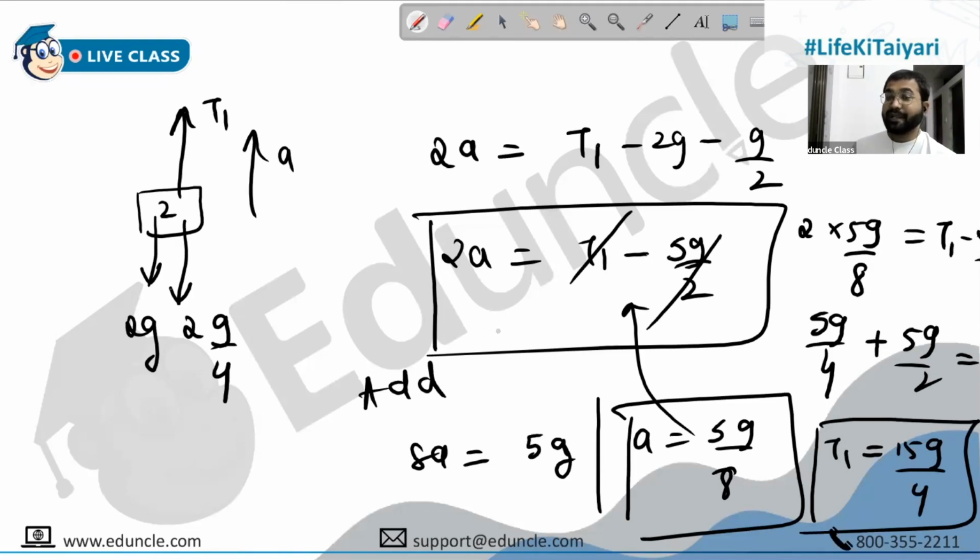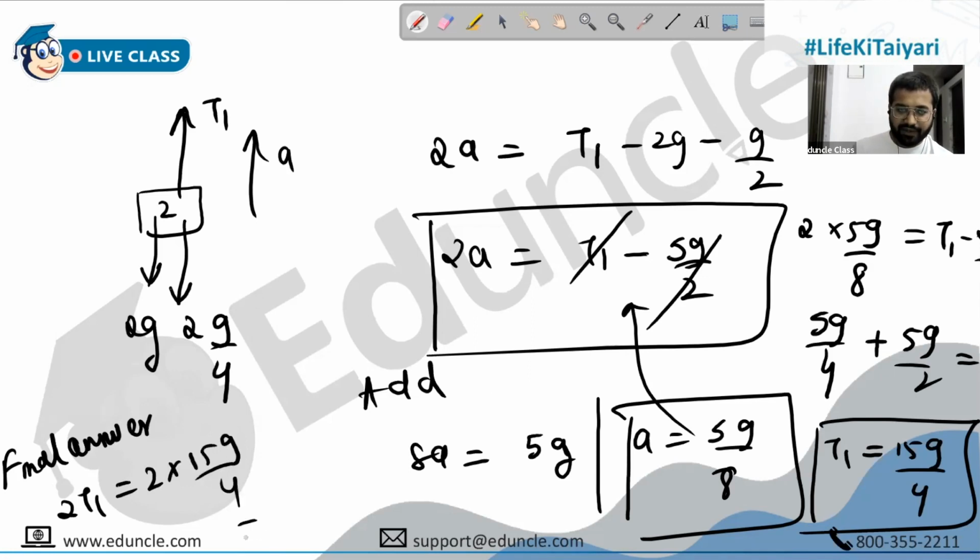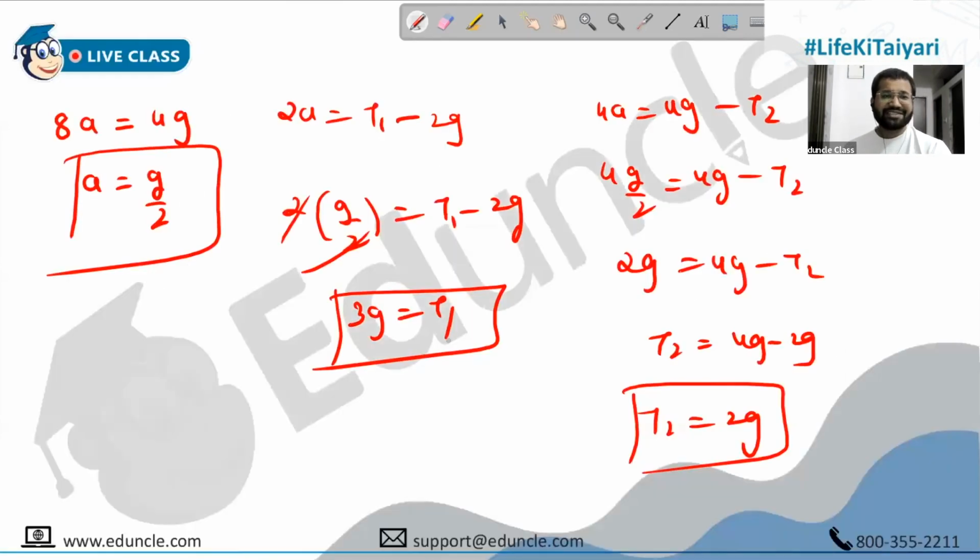And what was our spring balance reading? 2T1. So, final answer: the spring balance was 2T1. So 2 into 15g by 4, which is 30 by 4, which is 7.5g. So our answer, the mass reading, should be 7.5 kg, which is not there in the options.